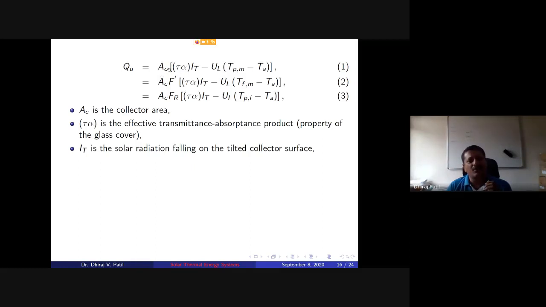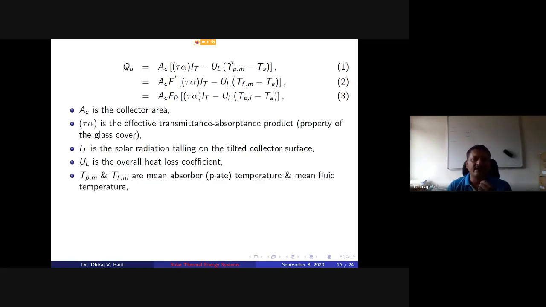collector. But this radiation is not directly falling on the absorber, because you have these glass surfaces. So there is an effective transmittance-absorptance product related to your glass covers, and this is what is being radiated, minus the overall heat loss coefficient. There is a heat loss coefficient from the unit, so you have to estimate UL, and based upon the absorber plate temperature and the mean fluid and atmospheric temperature, this is the loss.